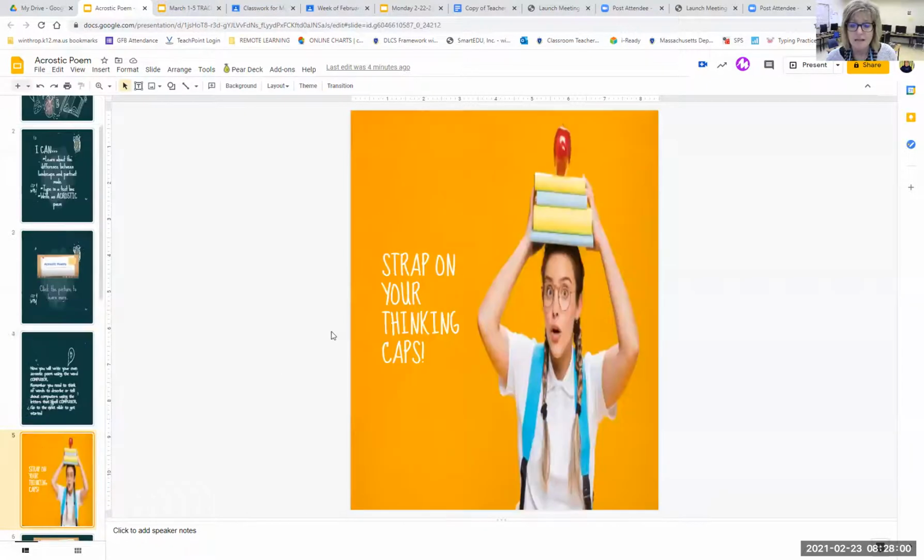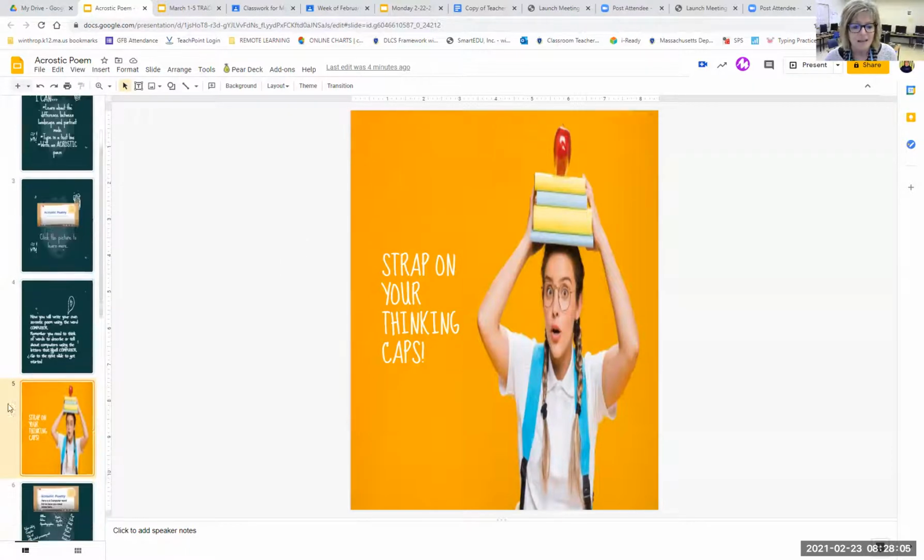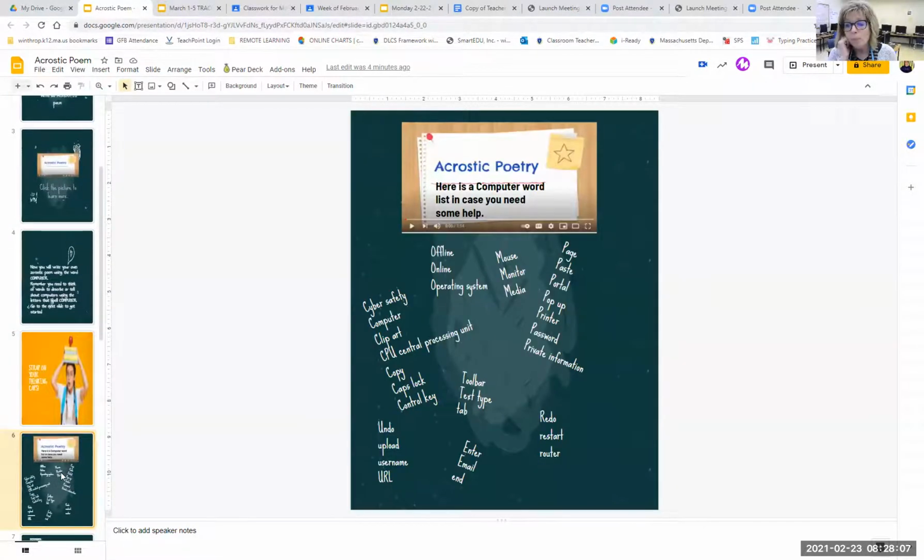Let's go to the next slide. Slide number 5 is just a little reminder to strap on those thinking caps. And slide number 6 is the helper slide, because here is a list of computer words that you can use if you need some help. If you can't think of a word that begins with a C that has something to do with computers, here's some examples. Cyber safety. We just studied and learned about that. The word computer. You could say computers are fun, or computers help us. Something like that, a little short phrase just using the word computer.